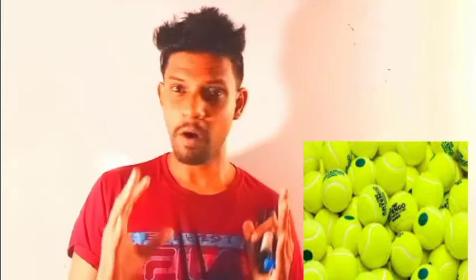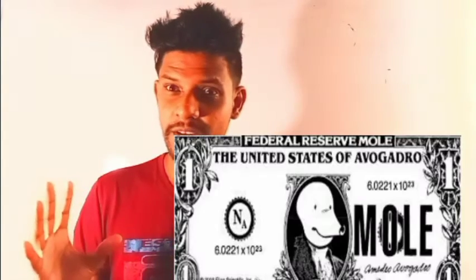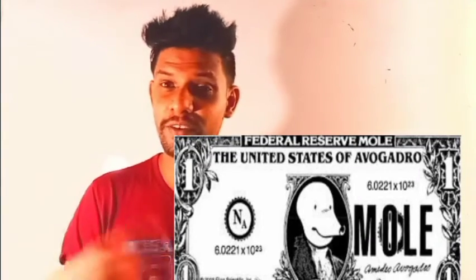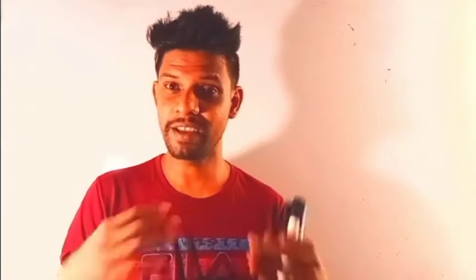Don't think about tennis balls. If you have 1 mole of dollars, can you imagine the value? If you divide that by the population, each and every single person will be a million times richer than Elon Musk. Wow. Now can you imagine how big that number is? However, 1 sip of water, 18 grams of water, contains that many water molecules. Imagine how tiny molecules are.